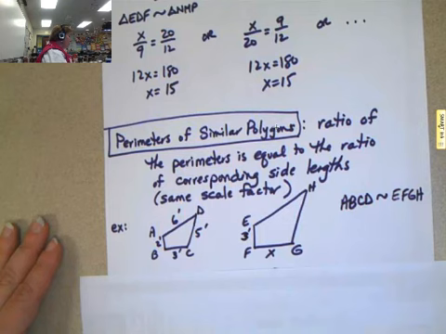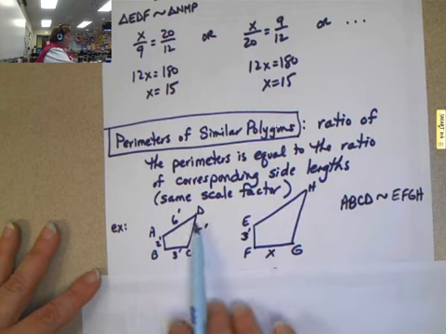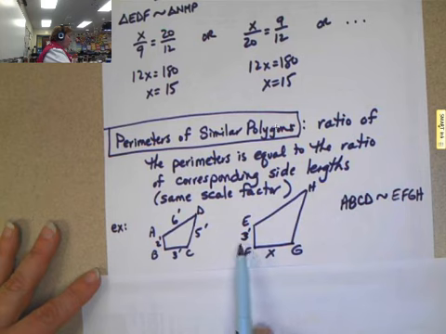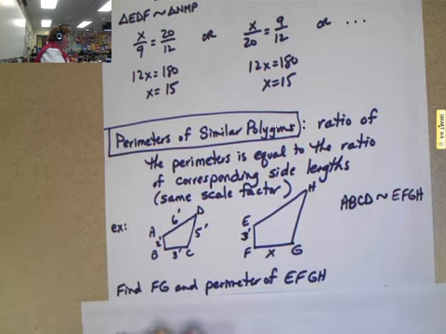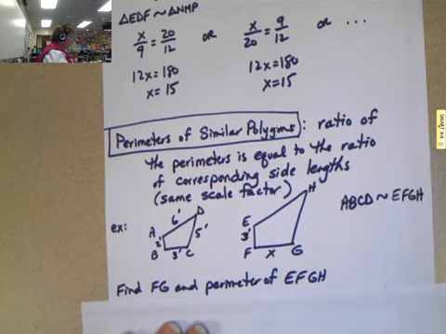Okay? And so those two quadrilaterals are similar. And you'll notice that I have 4 side lengths here, 2 feet, 3 feet, 5 feet, and 6 feet. I only have 1 here. And the directions here are to find the length of segment FG, which I've replaced with an X, and the perimeter of the larger quadrilateral.